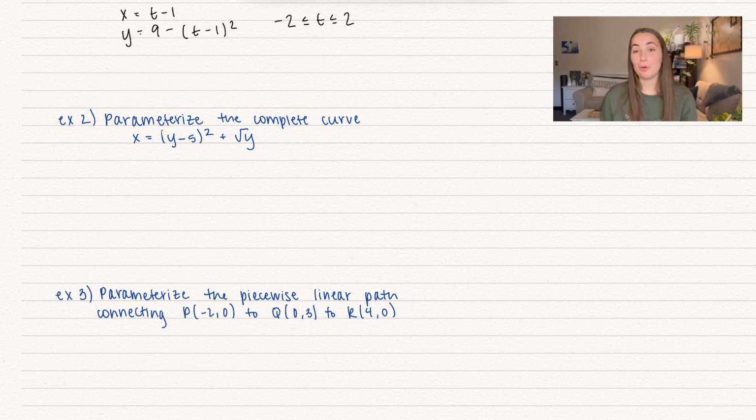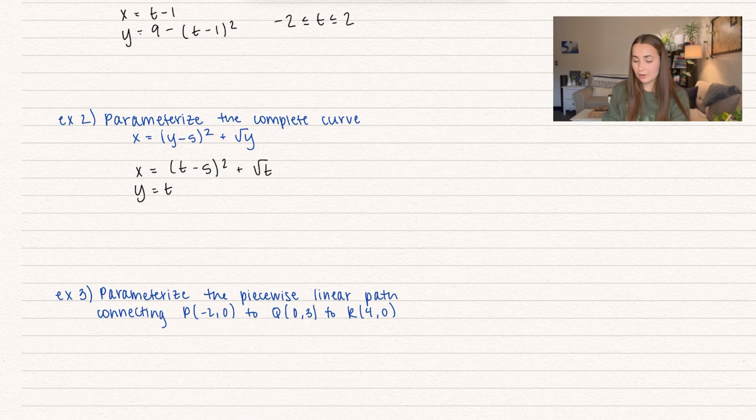Let's try it again. Parameterize the complete curve x is equal to y minus 5 squared plus square root of y. So in this case, it might make it a bit difficult to set x equal to t. Instead, now x is a function of y. So let's go ahead and set y equal to t. That way, this is much easier to solve for. X is then equal to t minus 5 squared plus the square root of t, right?